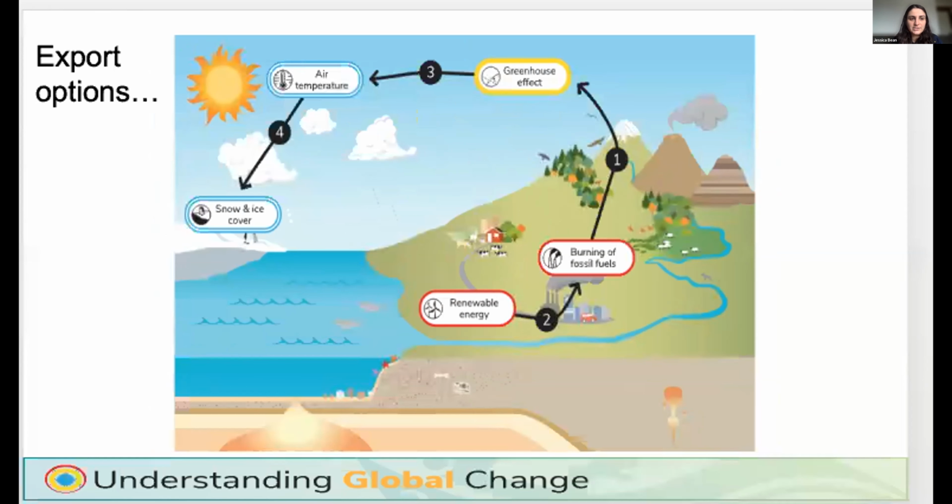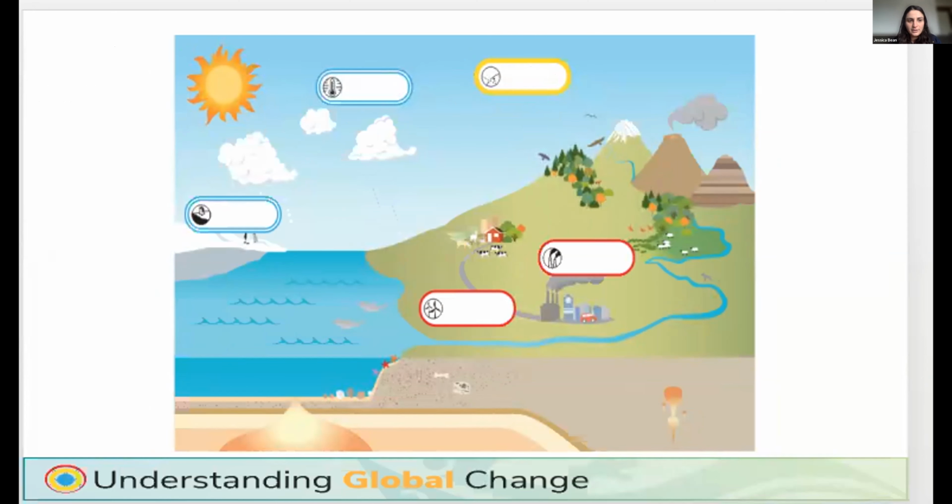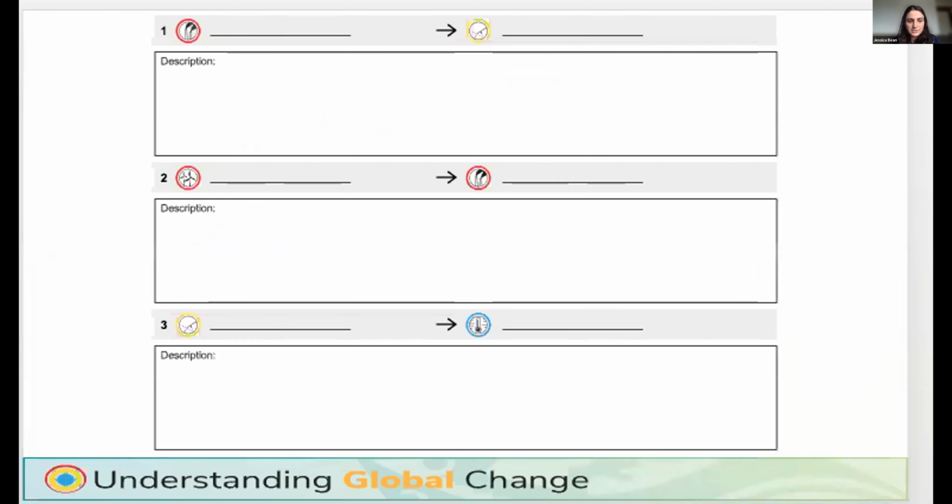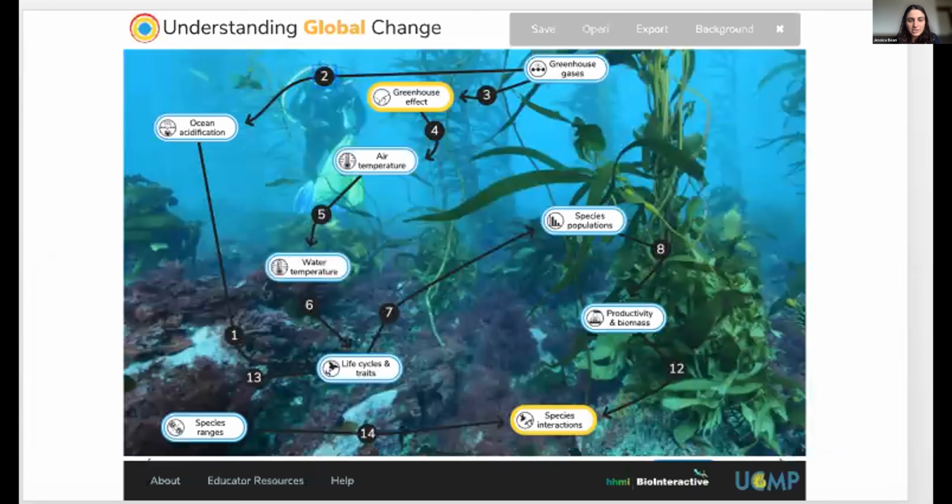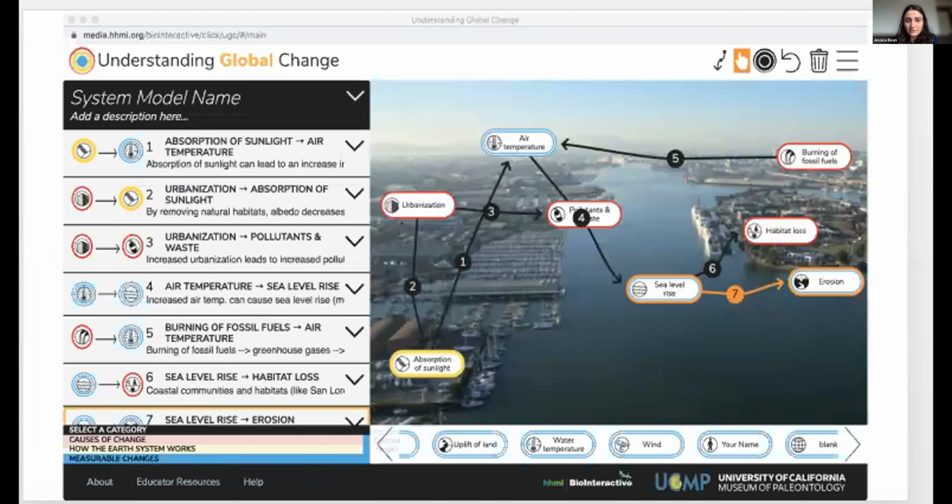And this interactive provides a lot of different options. You can export all of this information into a PowerPoint. You can make fill in the blank versions with or without arrows, and handouts that allow you to provide spaces for students to provide evidence-based explanations. You can also change the background. If you're studying kelp forests and you want to show a kelp forest in your model, or you want to show the San Francisco Bay, then you can use the interactive in this way.